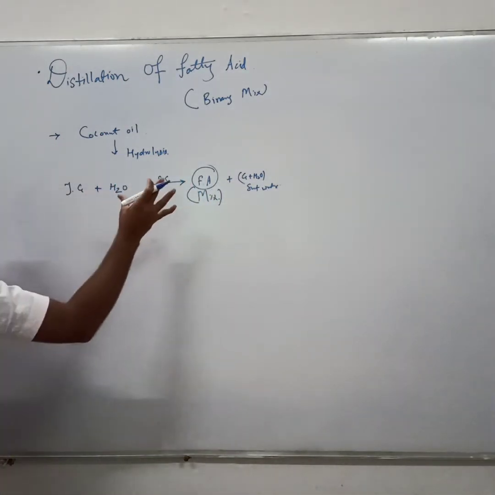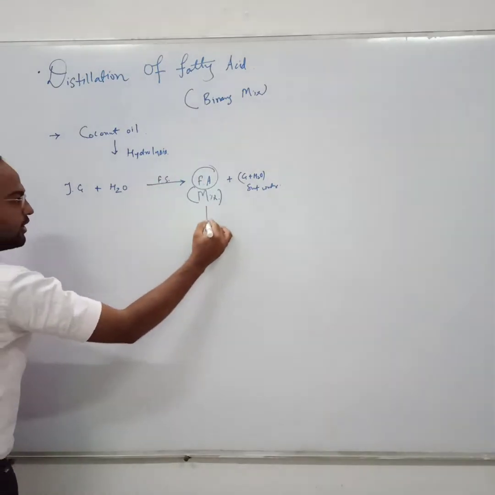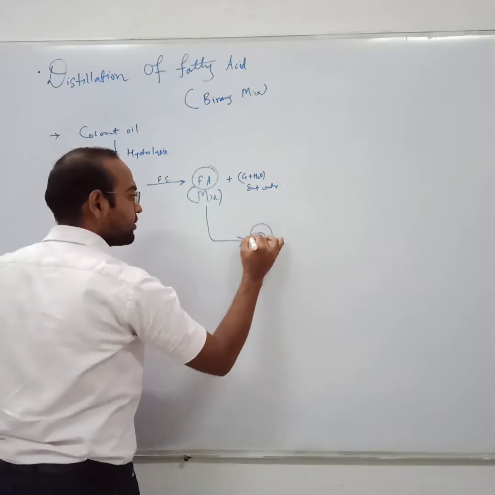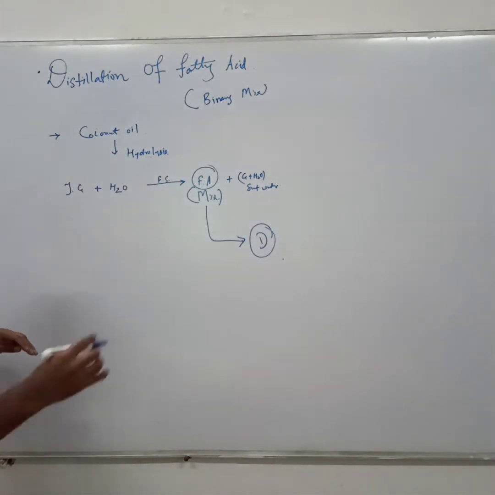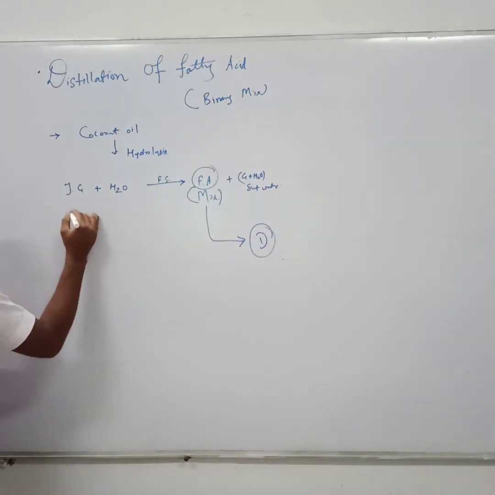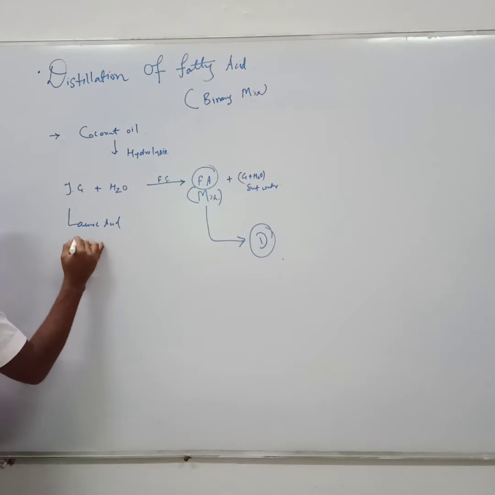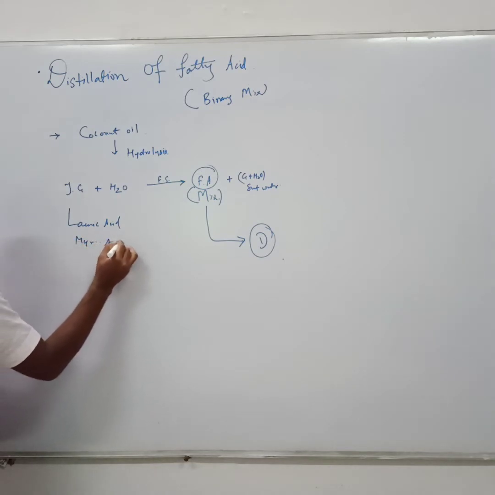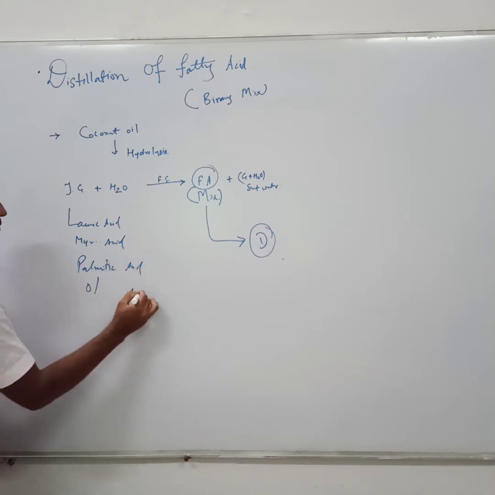and then this fatty acid mixture, as a top product, is sent for distillation operation. Let's assume that coconut oil contains various types of fatty acids, a dominant fatty acid being lauric acid, then myristic acid, palmitic acid, oleic acid, and n number of fatty acids are present there.